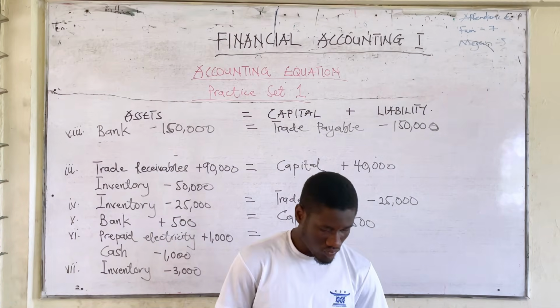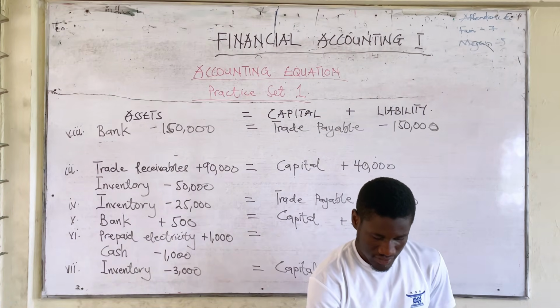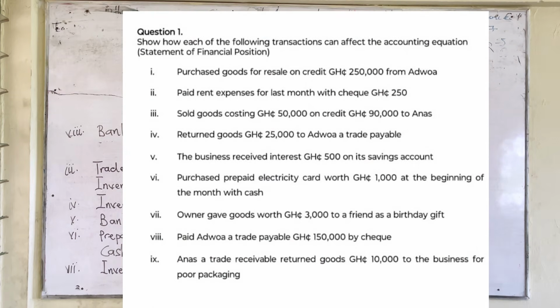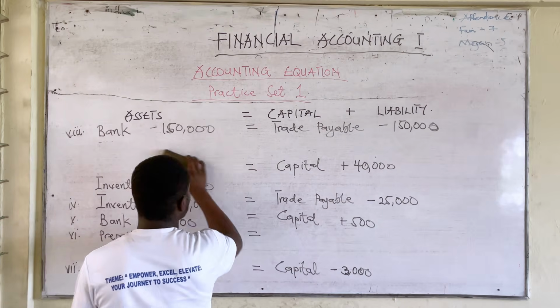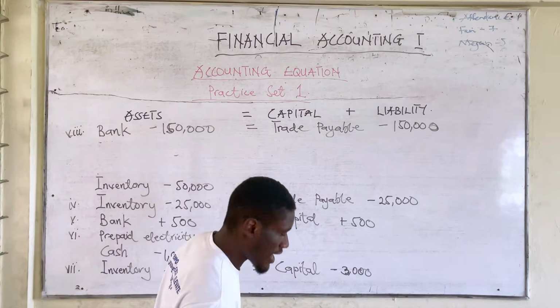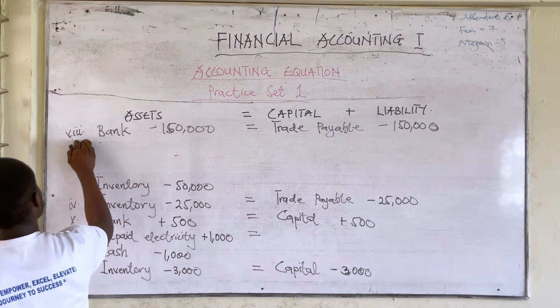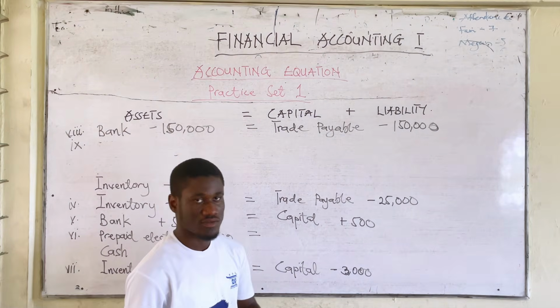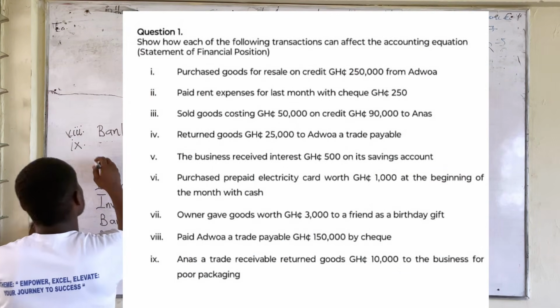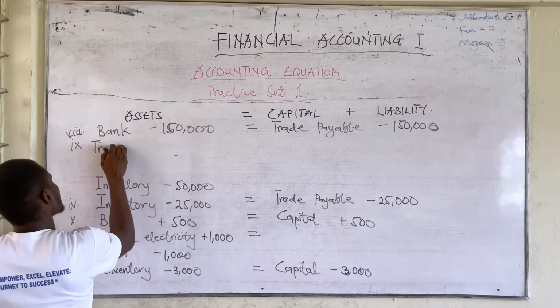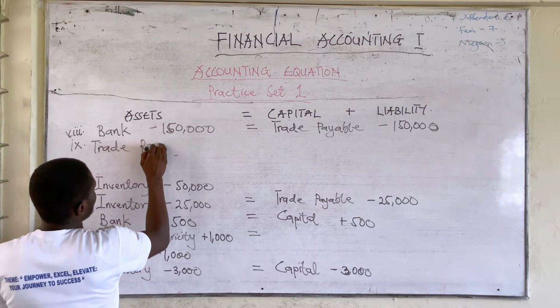Good. So we move to the last transaction. It says, Anas, a trade receivable, returned goods of 10,000 to the business for packaging. So that's number nine. So we have to identify the accounts here. So the account involved here is Anas, a trade receivable. So we know that a trade receivable is an asset. Those things we have to know them in our head already.